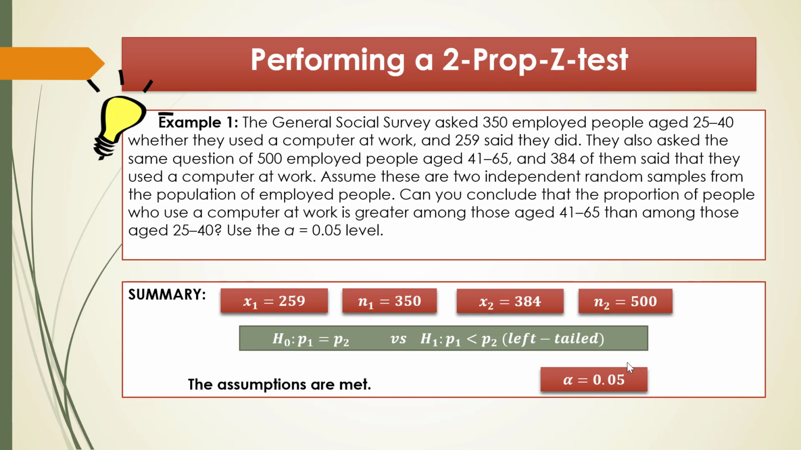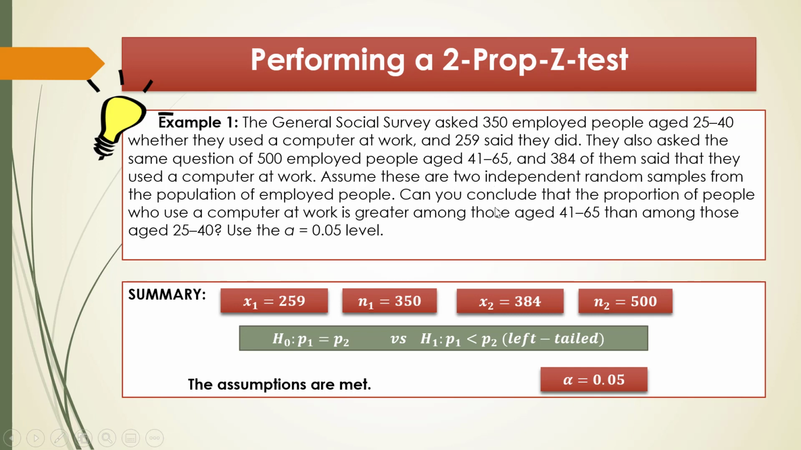Here x1 is 259 and n1 is 350, because the survey asked 350 employed people aged 25 to 40 whether they use a computer at work, and 259 said they did. So 259 is x1 and 350 is n1. Similarly, for the second sample, x2 is 384 because 384 of them said yes, and n2 is 500 because we surveyed 500 employed people aged 41 to 65.